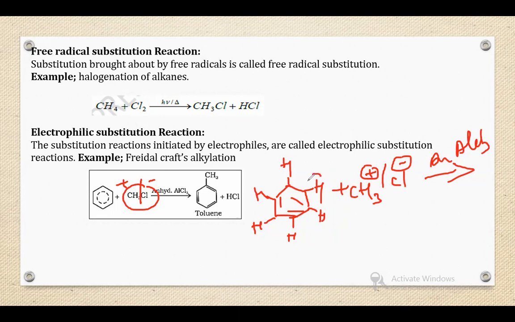So what happened? This hydrogen is replaced by the methyl group. It forms C6H5CH3, called toluene. Along with that, the removed hydrogen combines with the chloride to form hydrochloric acid. This is an example of electrophilic substitution. This hydrogen is substituted by an electrophile with positive charge, hence it is electrophilic substitution.